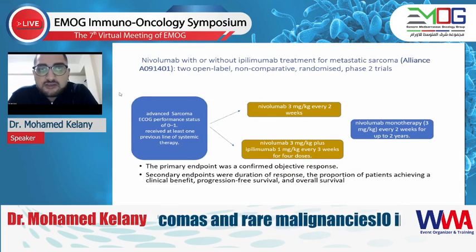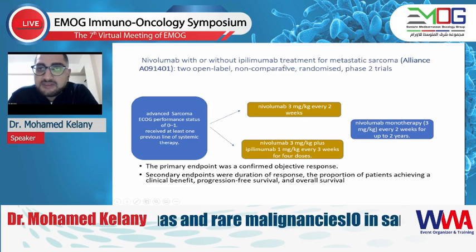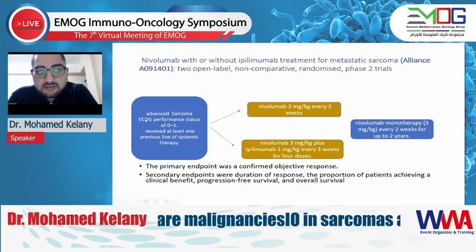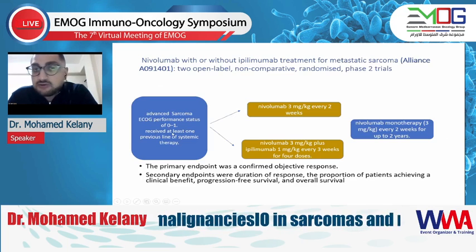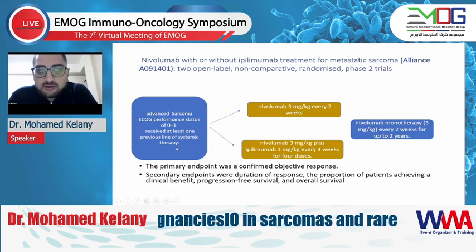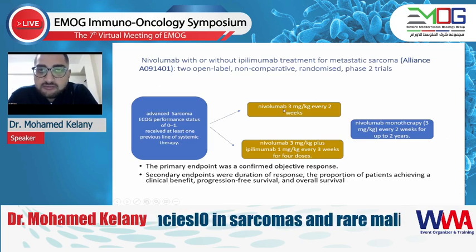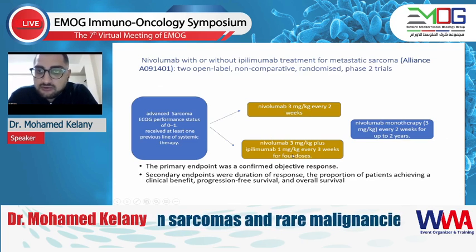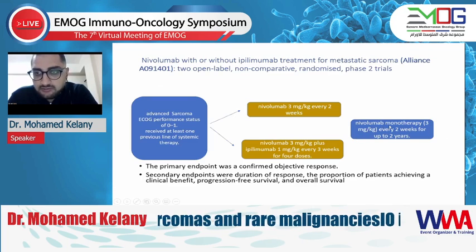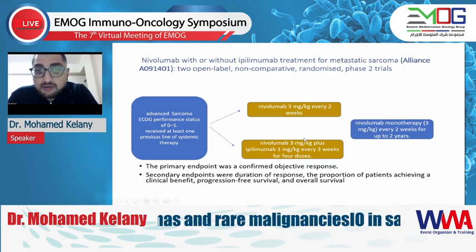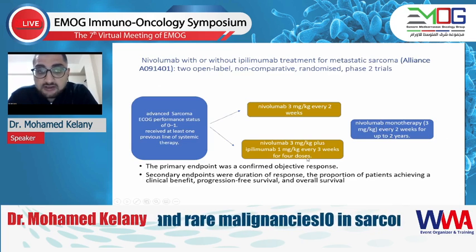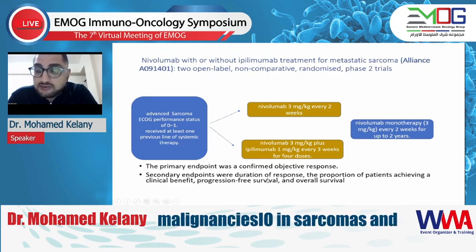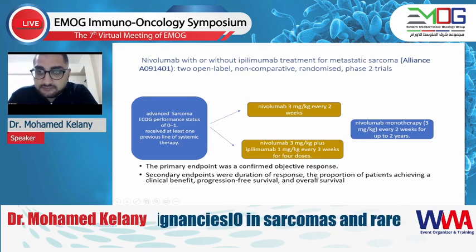Nivo is tested, Nivo with or without Evo, in the treatment of metastatic sarcoma. Again, it is a phase 2 trial tested in advanced sarcoma in patients with performance status 0 to 1 who received at least one prior systemic therapy. We randomized to Nivo 3 milligrams per kilogram every 2 weeks or Nivo plus Evo every 3 weeks for 4 doses, then maintenance Nivo monotherapy for at least 2 years. The primary endpoint is the objective response rate, and the secondary endpoints are the duration of response, as well as progression-free survival and overall survival.